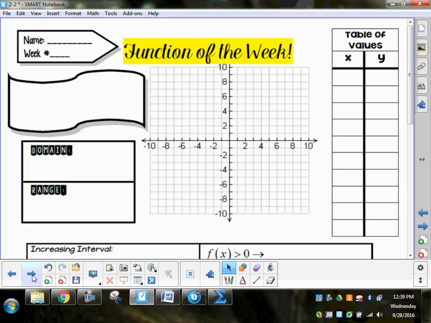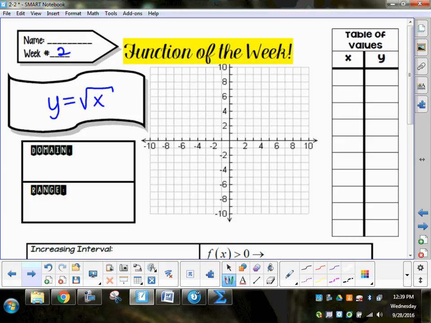Yesterday we started off with square root, so our function of the week is going to be y is equal to the square root of x. We'll get to the homework after. Looking at what we have, let's start talking about what this graph is going to look like.